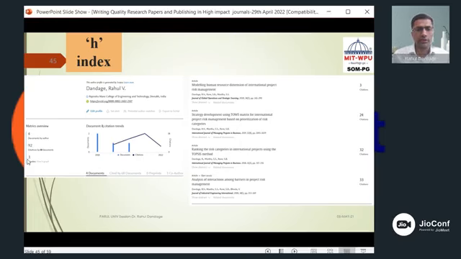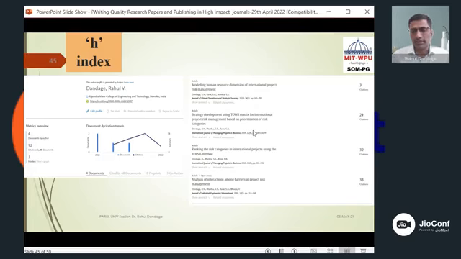Here you can just see the number. Total citations are 92 and H index is 3. Why is H index 3? The different research papers have got 33, 32, 24 and 3 citations. So there are 3 research papers which have 3 or more than 3 citations. So that's why my H index is 3.